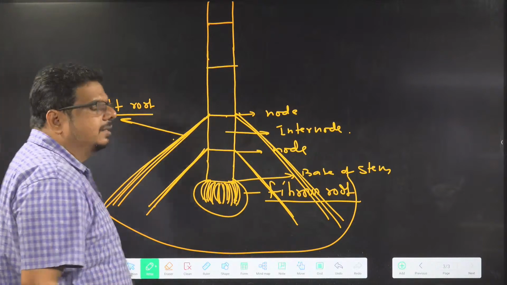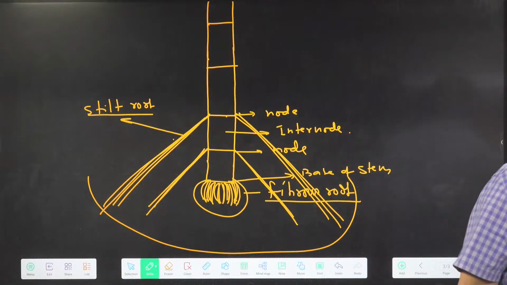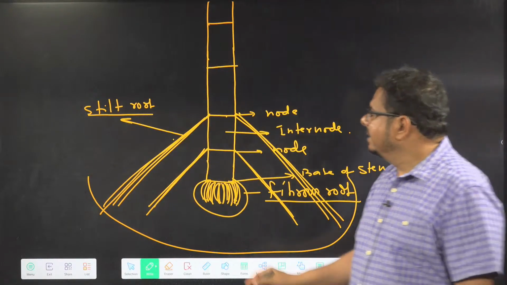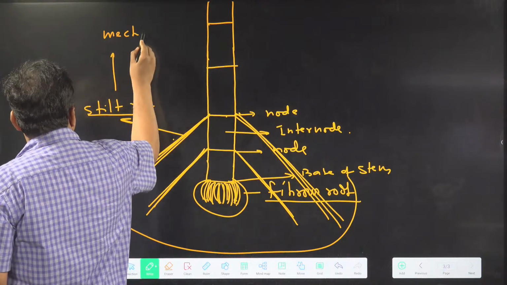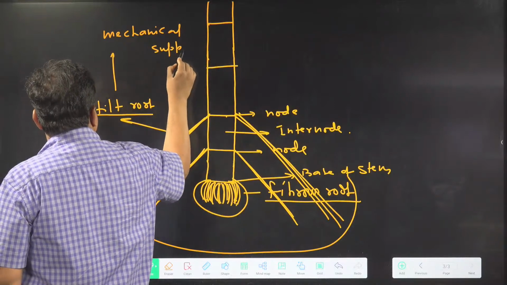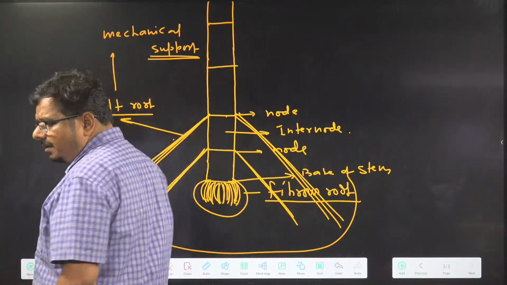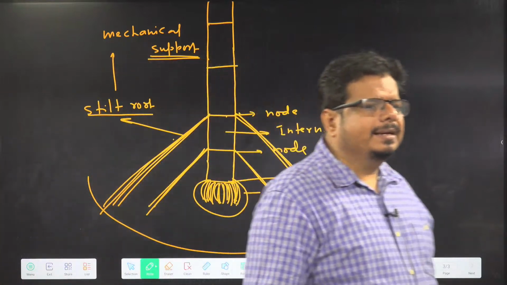Understanding the idea? So did the picture of stilt root come in the mind or not? Is it done? So it is also providing mechanical support. So these are the two modifications of root given in NCERT for mechanical support.